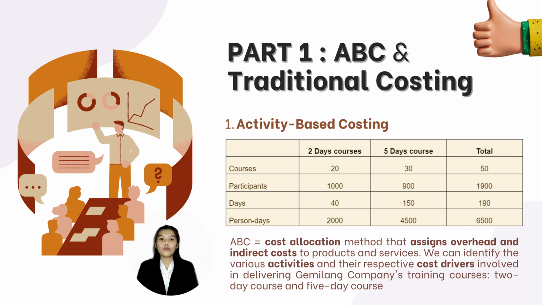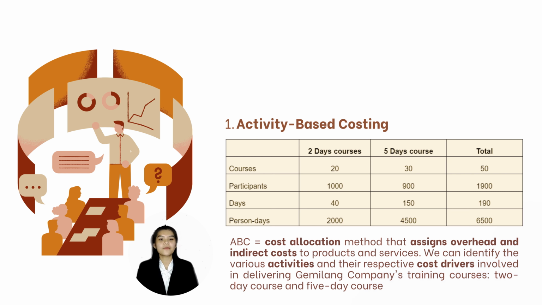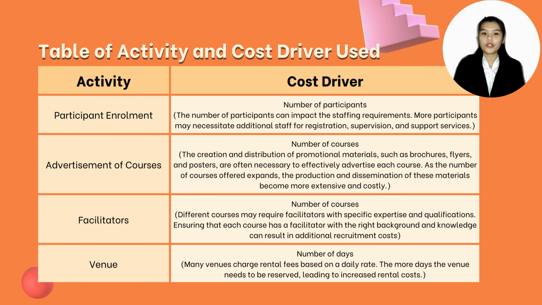Our analysis will begin with an exploration of activity-based costing, which is a cost allocation method that assigns overheads and indirect costs to products and services. By using activity-based costing, we can identify the various activities and their respective cost drivers involved in delivering Gemilang Company's training courses, which are the 2-day course and the 5-day course. Here is the table of cost drivers we use for each activity.